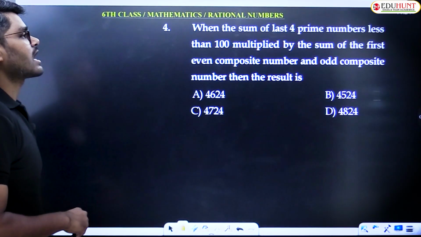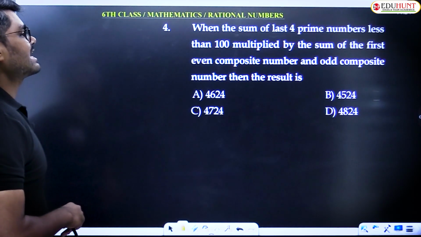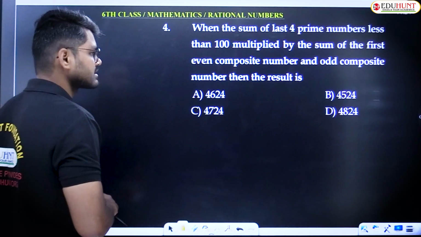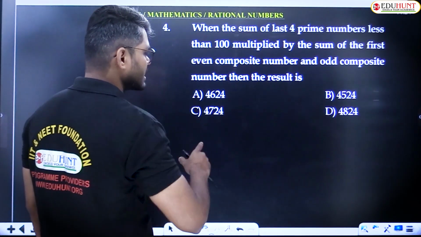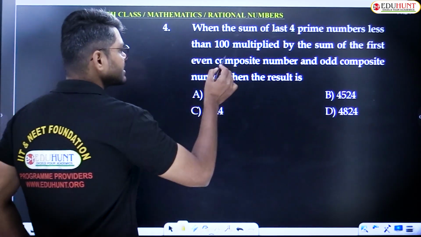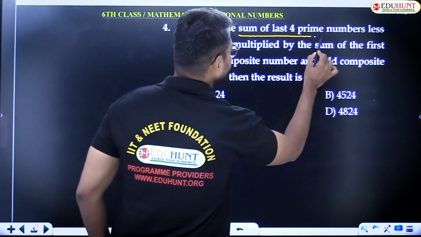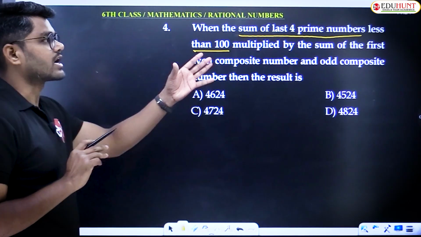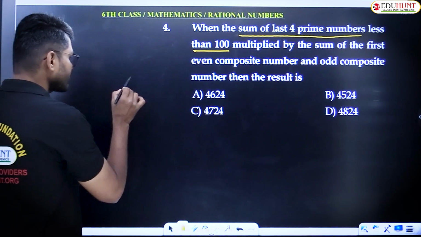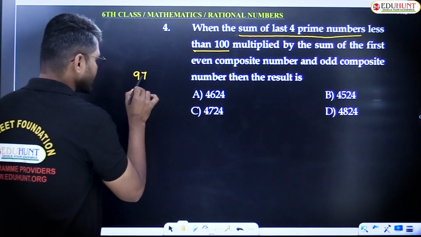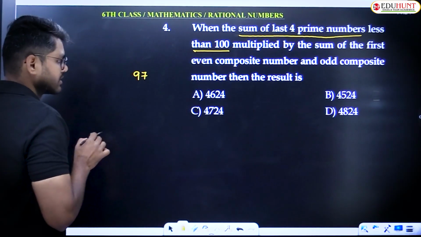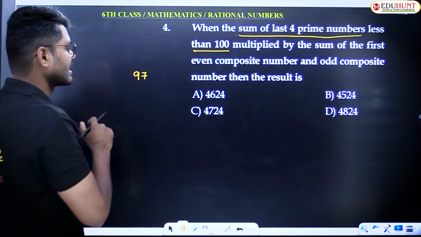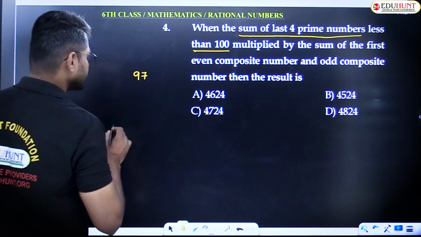When the sum of the last 4 prime numbers less than 100 is multiplied by the sum of the first even composite number and the first odd composite number, then the result is. The last 4 prime numbers less than 100. 97 is the last prime number less than 100.